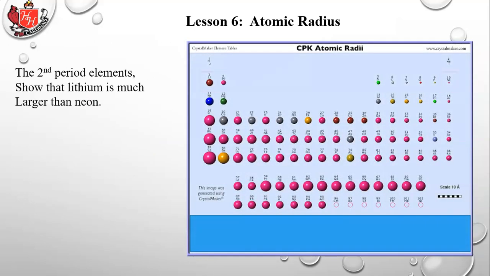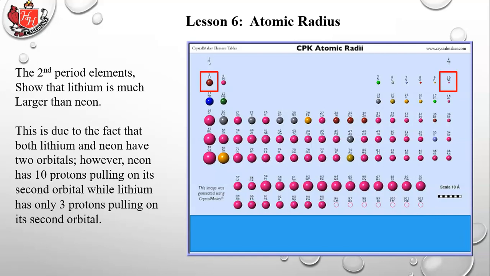The second period elements show that lithium is much larger than neon. So this one goes all the way across from lithium to neon, the noble gas there. Look how much smaller neon is. You can barely see it. It's number 10 in the second row. That's the end of the second row. And lithium, look how much larger lithium is than either fluorine or neon. So it's not a small difference. It's a really big difference between the size of lithium and the size of fluorine or neon over on the right side of the second row.